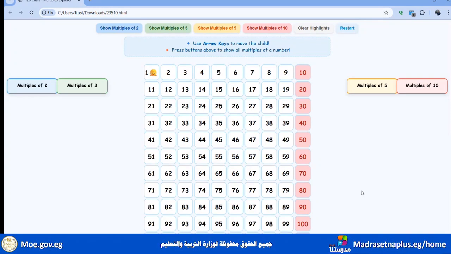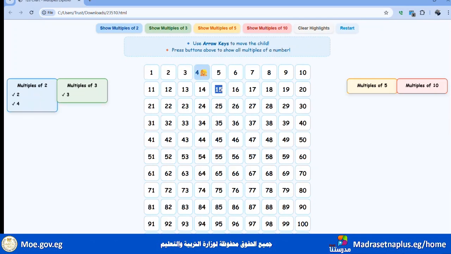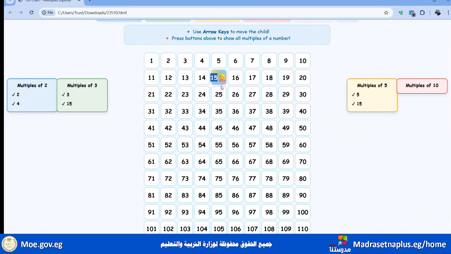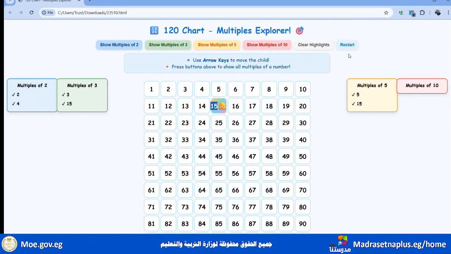Okay? Now let me ask you a simple question about multiples. I asked you to tell me which multiples of 2, 3, 5, or 10 a number belongs to. My question was, what about 15? 15 is a multiple of what? Can you guess? Let's move the child to 15. Yes. 15 is a multiple of 3. 15 is a multiple of 5. That's right. Let's clear.